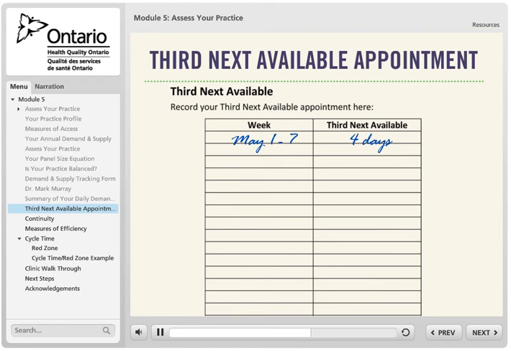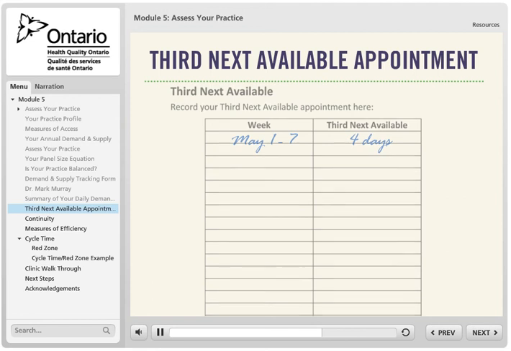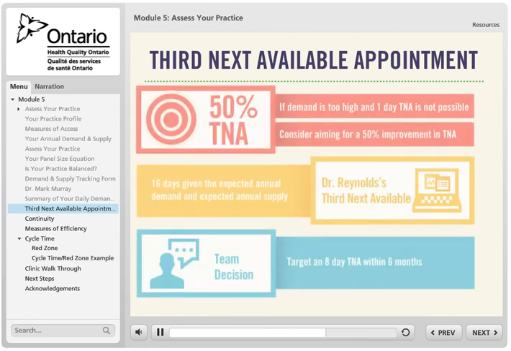Many teams continue to track this data even after they have reached their goal to quickly alert themselves to changes in their access. While we often talk about aiming for a third next available appointment of less than 1 day, as we discussed during the panel size equation, this will not be possible for practices whose expected annual demand is much higher than their expected annual supply.